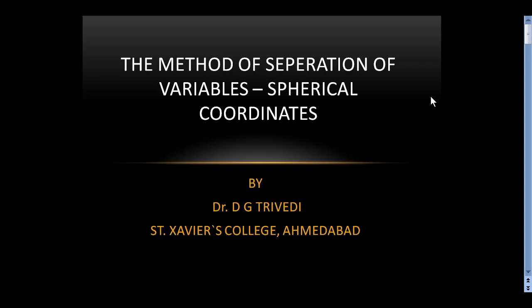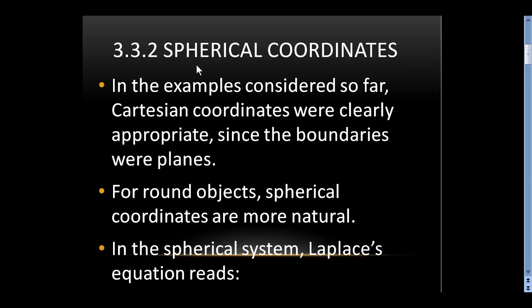But if the boundaries are planes, that means the surfaces enclosing our region of interest are planes, then we can go for the Cartesian coordinate system. But if the region of our interest is surrounded by a curved surface or a round surface, then we should go for the spherical coordinate system. Which is written here, you can see spherical coordinates. In the example considered so far, Cartesian coordinates were clearly appropriate since the boundaries were planes. For round objects, spherical coordinates are more natural.